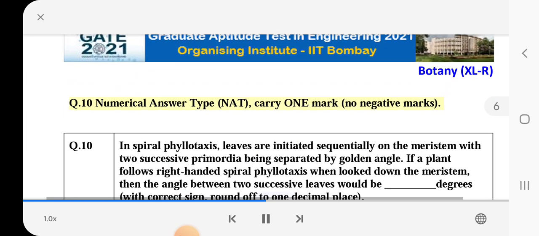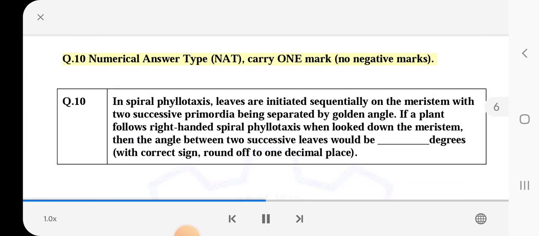Q.10 Numerical answer type, NAT, carry 1 mark, no negative marks. In spiral phyllotaxis, leaves are initiated sequentially on the meristem with 2 successive primordia being separated by the golden angle. If a plant follows right-handed spiral phyllotaxis when looked down the meristem, then the angle between 2 successive leaves would be blank degrees with correct sign, round off to 1 decimal place.